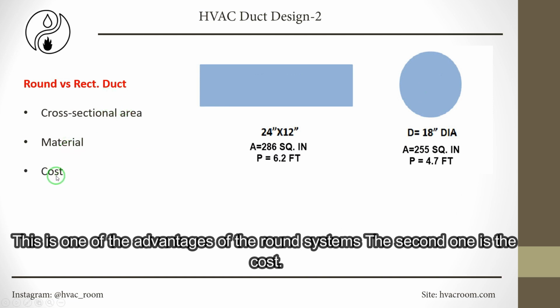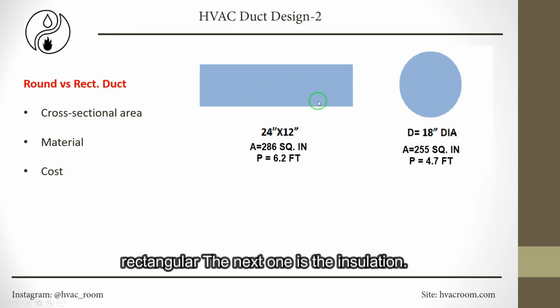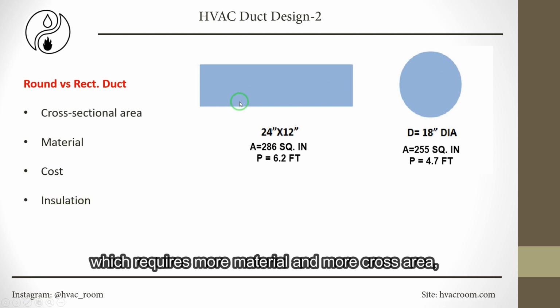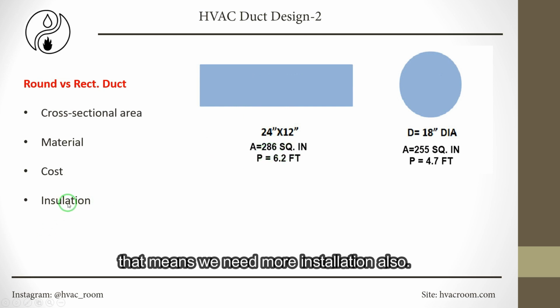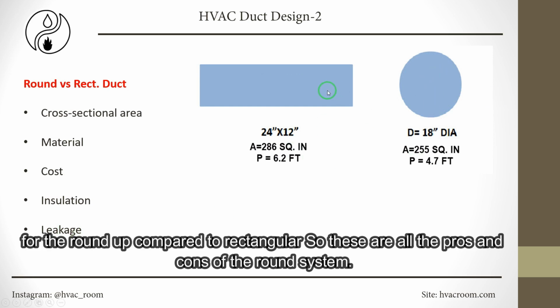The second one is the cost. The cost of the round duct systems in US today is less than the rectangular duct. The next one is the insulation. So for example, for rectangular or square duct, which requires more material and more cross-sectional area, that means we need more insulation also. And you also see low leakage for the round duct compared to rectangular duct. So these are all the pros and cons of the round system.